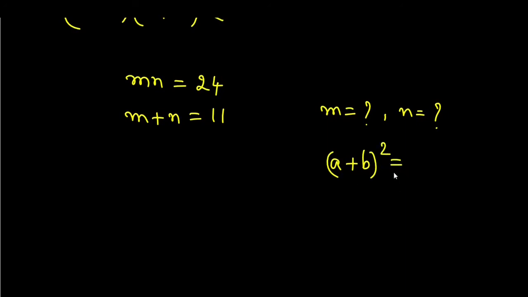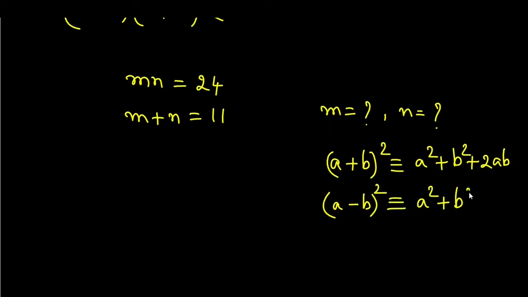These are identities. (a + b) whole square is equal to a square plus b square plus 2ab. (a - b) whole square is identical to a square plus b square minus 2ab. Here we have m plus n is equal to 11. If we are able to find m minus n, then using these two equations, we can find m and n. Now we want to find m minus n.